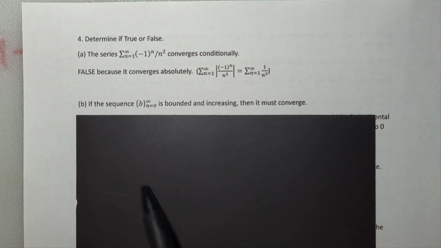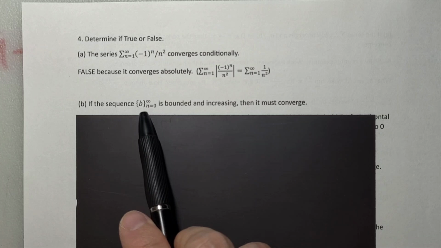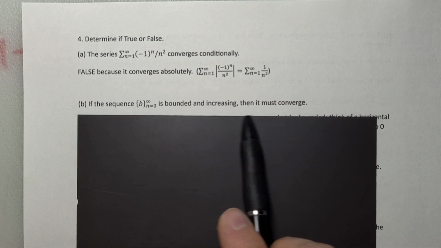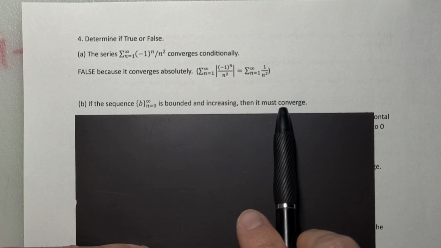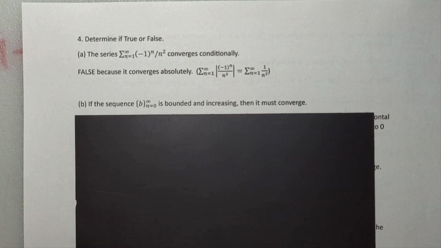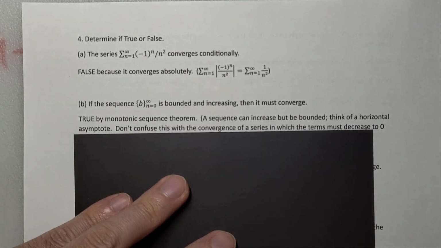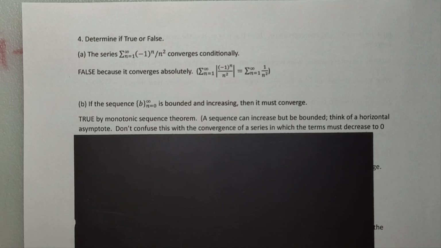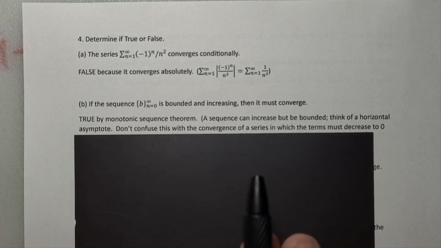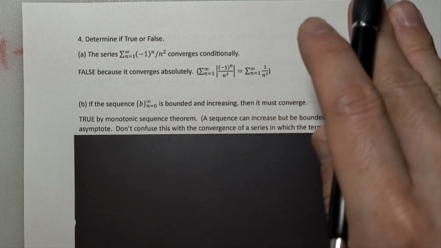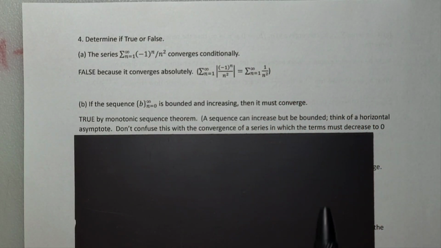Okay, if this sequence is bounded and increasing, then it must converge. Is that true? Is that false? I believe we just did a similar problem not long ago, right? True. Again, think of horizontal asymptote. It can keep increasing, but it'll slowly increase to a value, like asymptotic behavior.